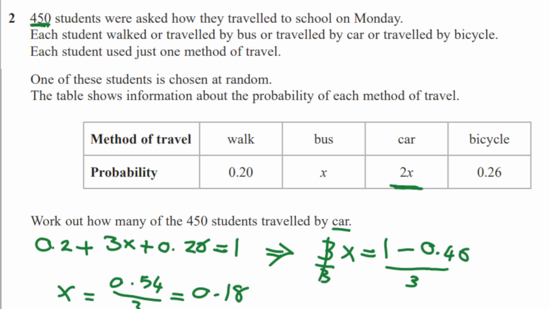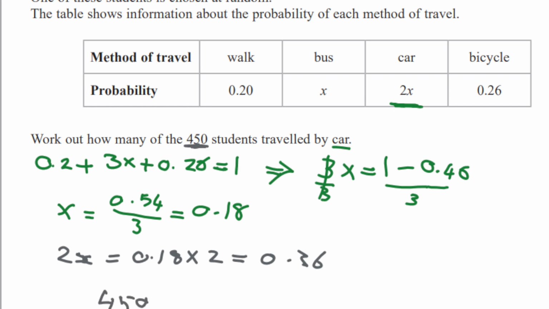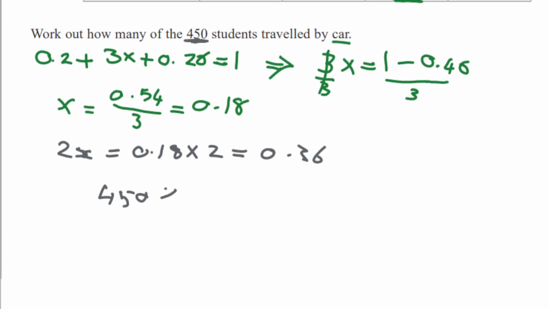Okay, now to find 2x, we will just multiply by 2. So 2x is going to be 0.18 times 2, which is 0.36. Now the number of students is going to be 450 times the probability. So it's going to be 450 times 0.36, and that gives you 162 students. How exciting. Was it easy?